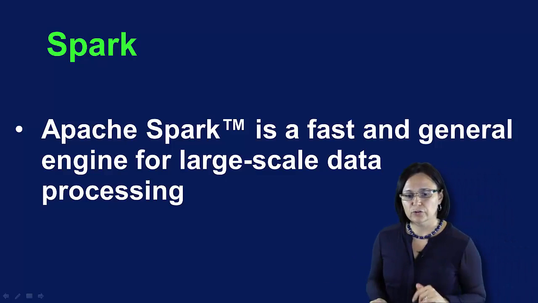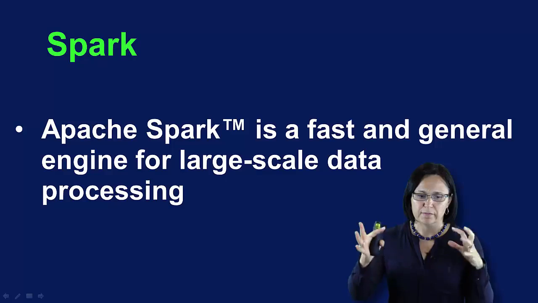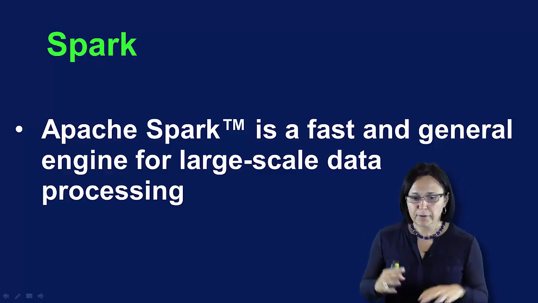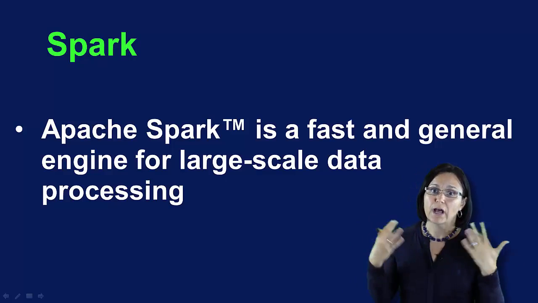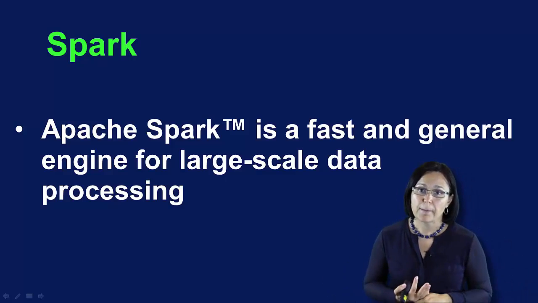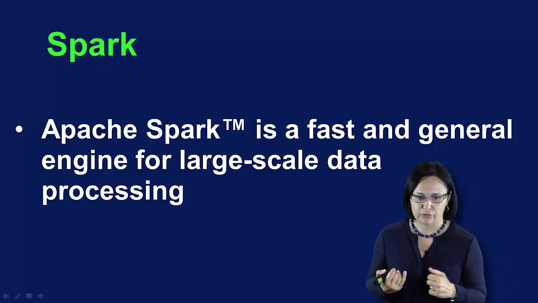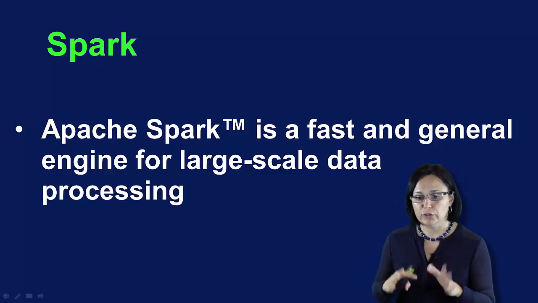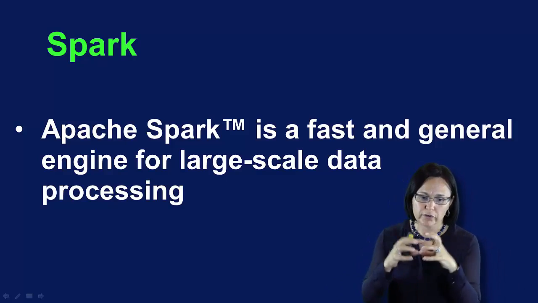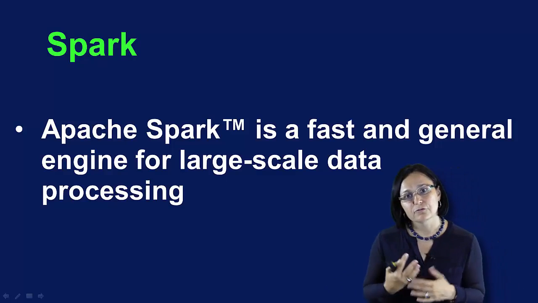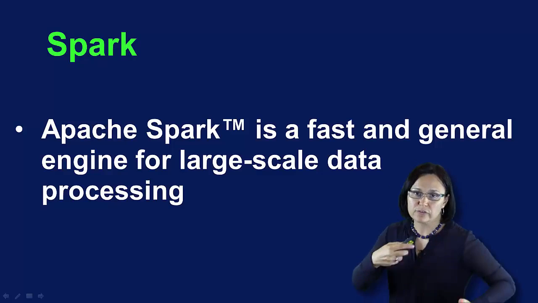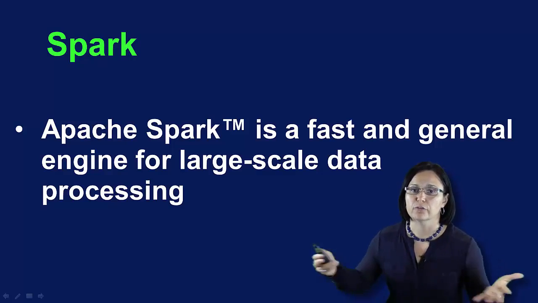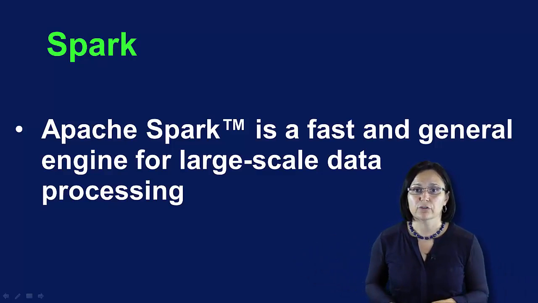In contrast to Hadoop's two-stage disk-based MapReduce paradigm, Spark uses multi-stage in-memory primitives that provide up to 100 times faster performance on certain applications. By allowing users to load data into the cluster's memory and query it repeatedly, Spark is really well suited for machine learning applications that often have iterative, in-memory kinds of computation.